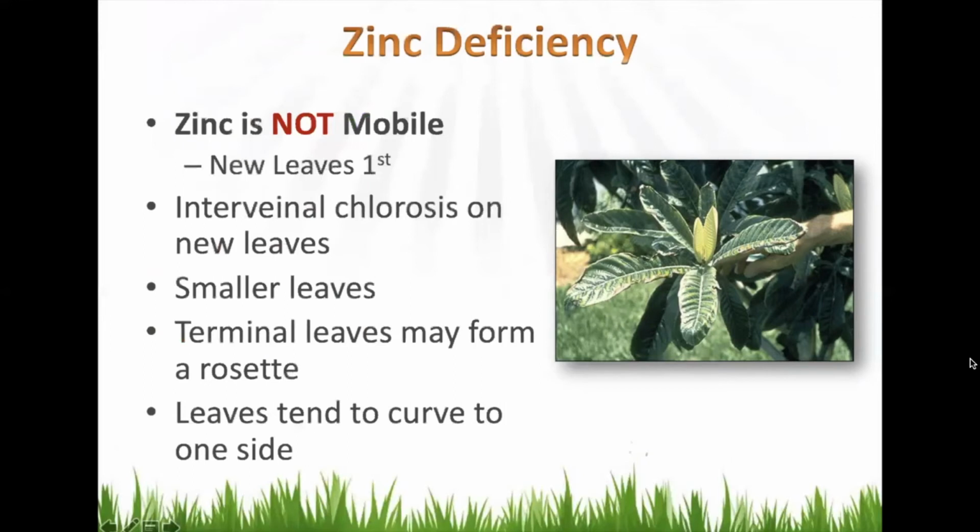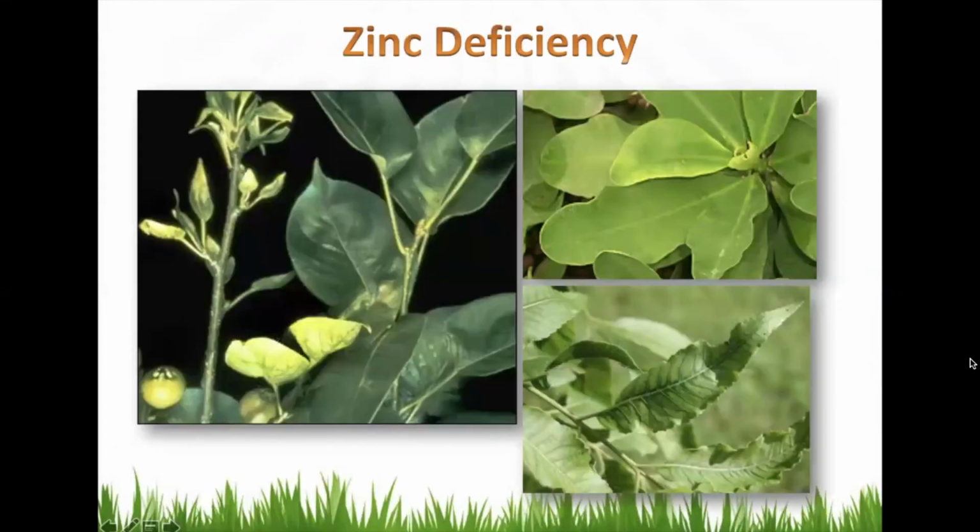The leaves are going to remain small, they're going to be stunted, and the terminal leaves may form a rosette because they're still so small and they can't grow larger. The leaves tend to curve to one another as well because they're so crinkled and they cannot expand. Here are some examples of zinc deficiency, and you can see the interveinal chlorosis and kind of the crinkling of the leaves as well.